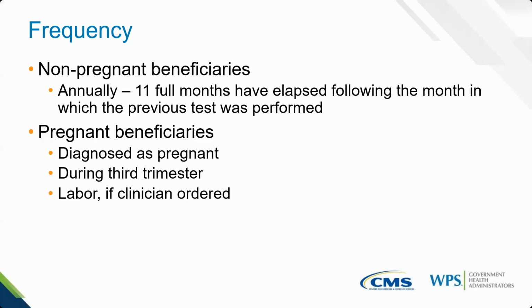For pregnant beneficiaries, there's up to 3 screenings that can be covered per pregnancy. The first one would be at the time the beneficiary receives the pregnancy diagnosis. They would be eligible for the next test during the 3rd trimester. And the final test would occur at labor if it's clinician ordered.